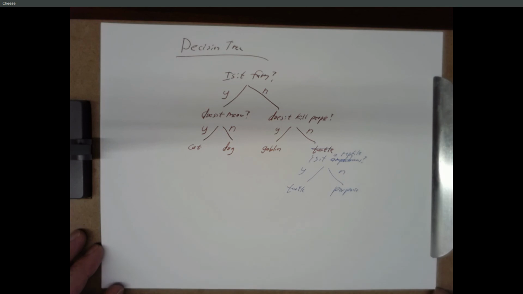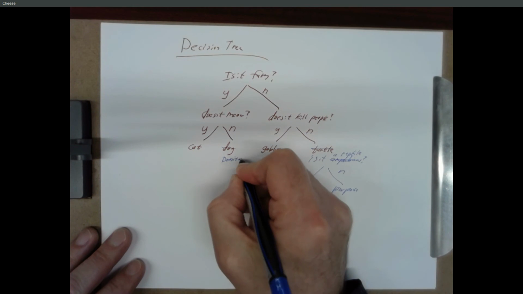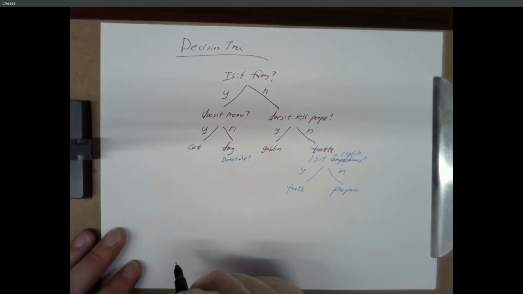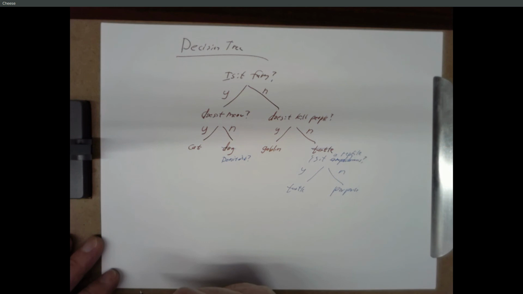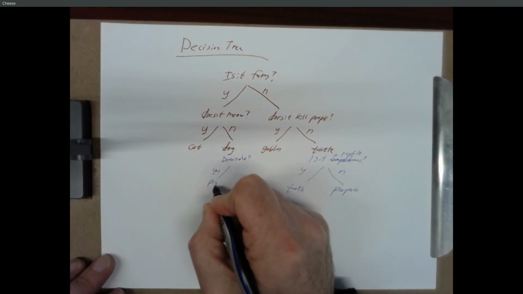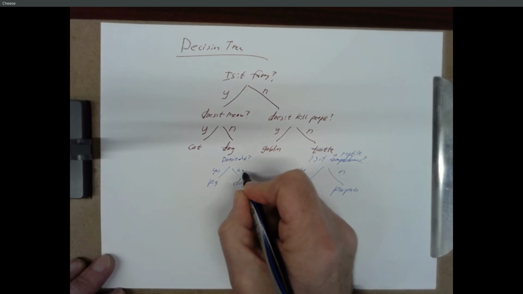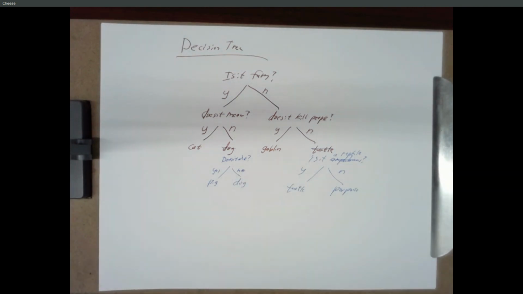And does it meow? No, it must be a dog. No, I was thinking of a pig. Okay, so what could I ask that would differentiate a pig from a dog? So does it oink? They are furry. You never saw a furry pig? Yeah, yeah. You wouldn't consider that furry, would you? Sure. They're mammals, they have hair. Okay, is it hairy?